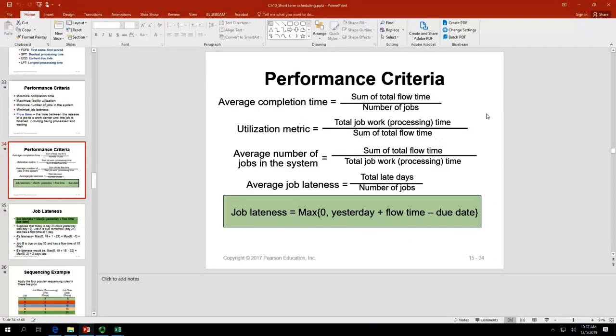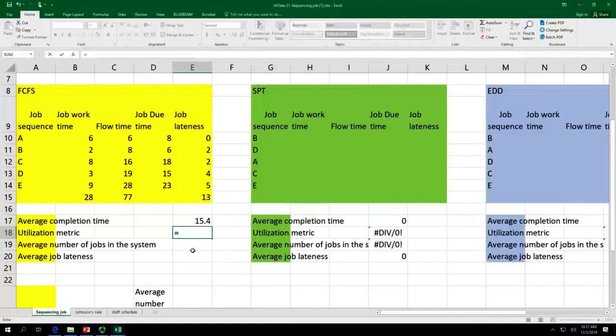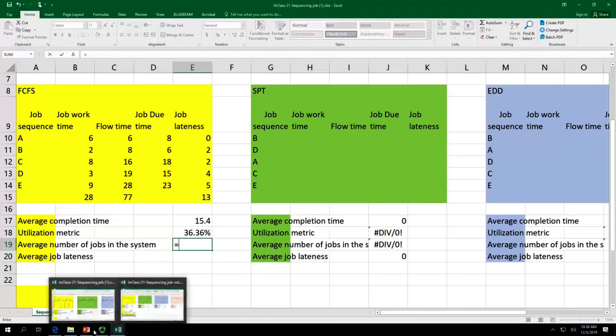Utilization, efficiency. If you look at the formula, it is processing time divided by the total flow time. So equals 28 divided by 77. And if you use a percentage, we can make this 36.36%.